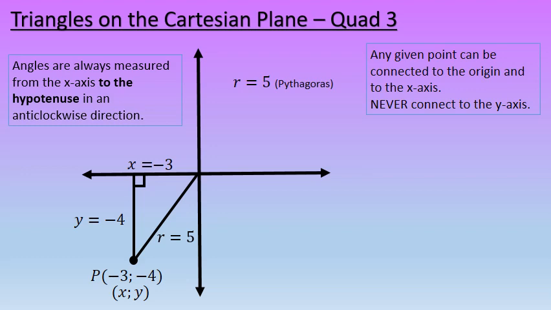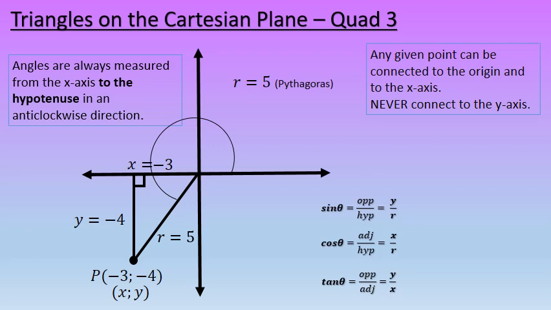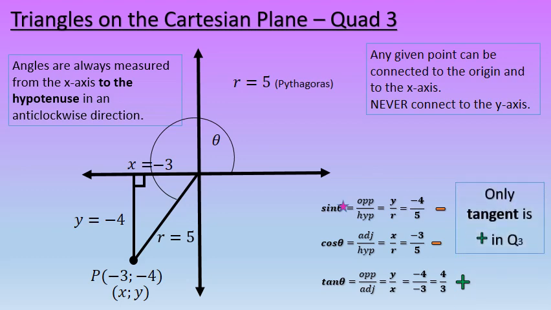Once again, remember that we measure angles in an anti-clockwise direction, starting from the x-axis, ending at the hypotenuse. So that big angle, it's a super obtuse angle, that is actually theta. However, we work with the secret little star of the acute angle inside that triangle. Now let's go and see the values of our sine, cosine, and tangent in quadrant 3. If you substitute in the relevant y's, r's, and x's, you will see that the only positive trig function in quadrant 3 is the tangent function.